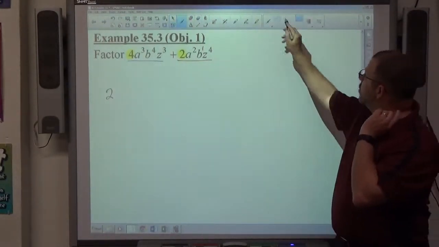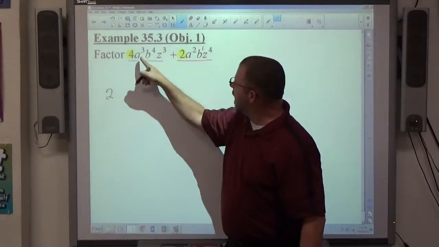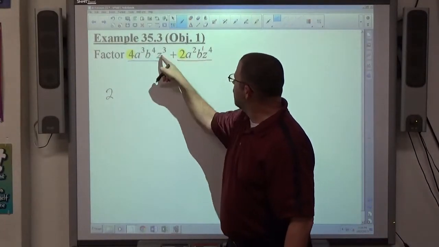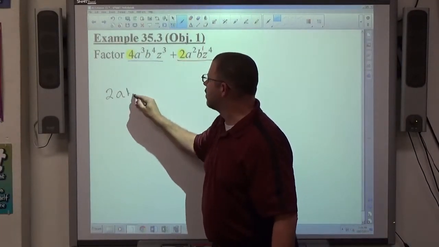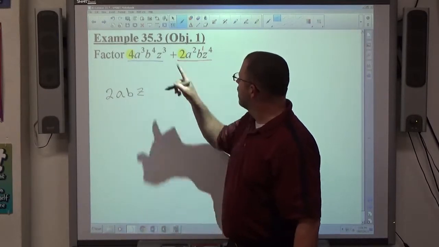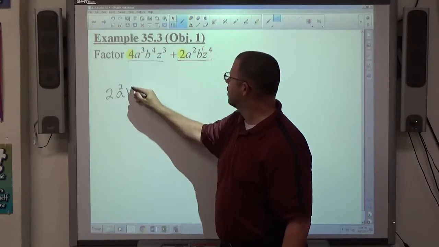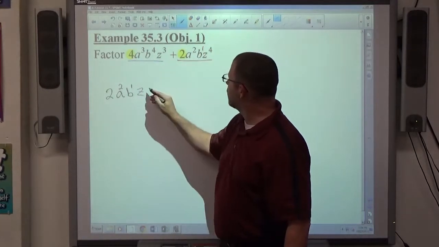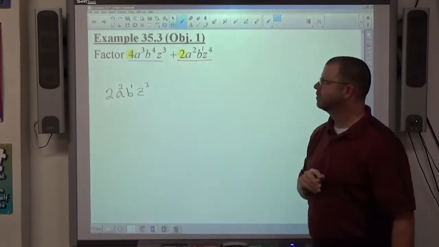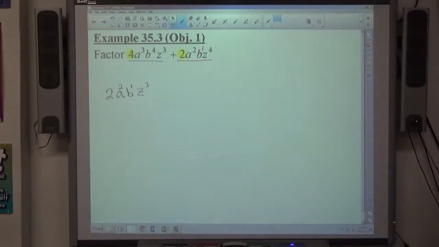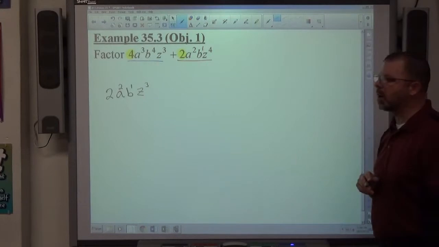So 2 is the numerical common factor. And then looking at a in both, b in both, z in both means that a, b, and z are all part of the common factor. 3 and 2, 2 is the smallest. 4 and 1, 1 is the smallest. 3 and 4, 3 is the smallest. So 2a squared b to the 1st z cubed is the greatest common factor of this problem.